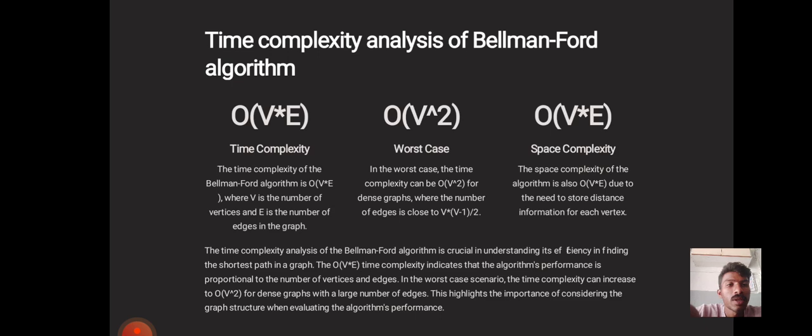Time complexity analysis of the Bellman-Ford algorithm. Time complexity. The time complexity of the Bellman-Ford algorithm is O(V times E), where V is the number of vertices and E is the number of edges in the graph. Worst case. In the worst case, the time complexity can be O(V squared) for a dense graph. Space complexity. The space complexity of the algorithm is also O(V times E) due to the need to store shortest distances.